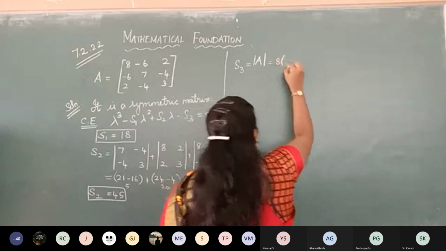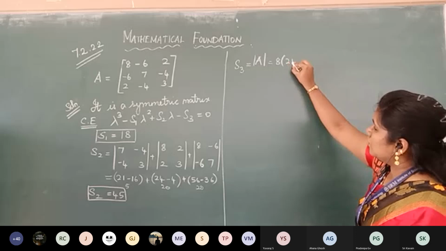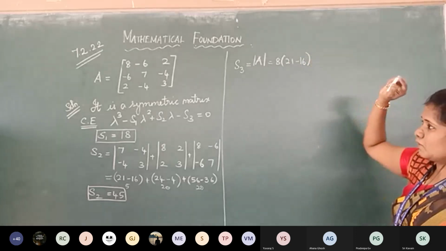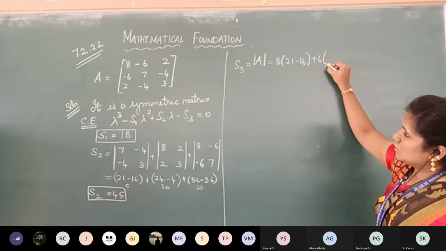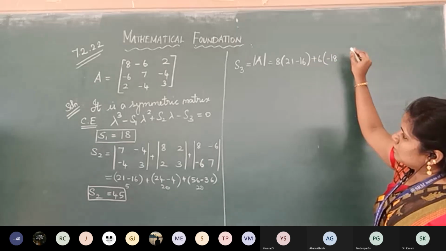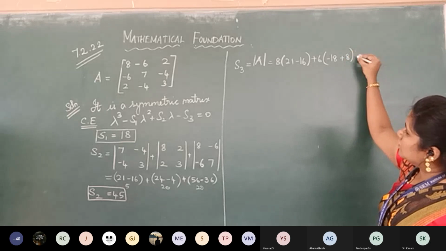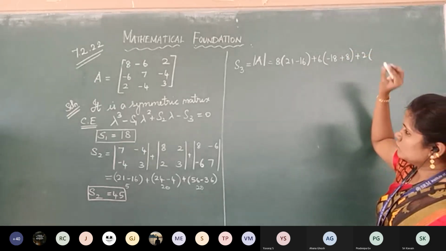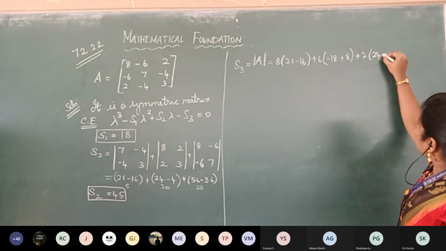And multiply 8 into 21 minus 16, minus into minus plus 6 into minus 18, plus 8, plus 2 into plus 2 into 24 minus 14.